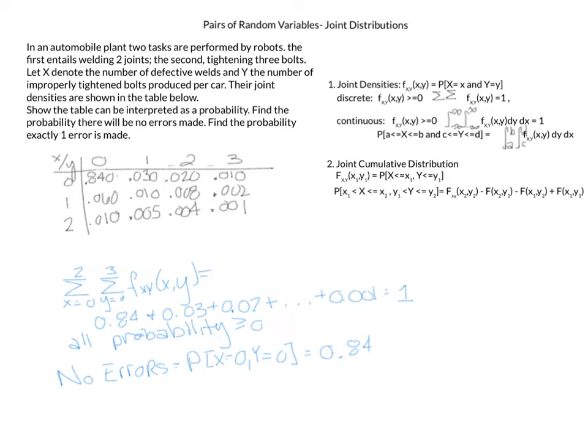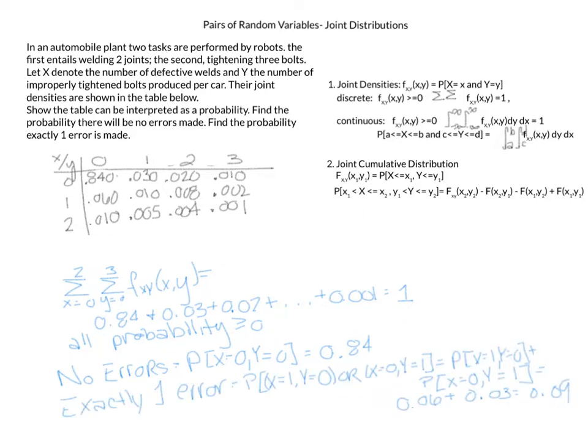The second part, find the probability there will be no errors made. So no errors means the probability that x is 0 and y is 0, and that's just this value here, 0.84. Next is the probability that exactly one error is made, and that can either happen because x is equal to 1, a defective weld, or there is exactly one improperly tightened bolt. And so that's just the sum of p of x equal to 1, y equal to 0, or p of x equal to 0, y equal to 1. So that's over here, x is equal to 1, y is equal to 0, 0.6.